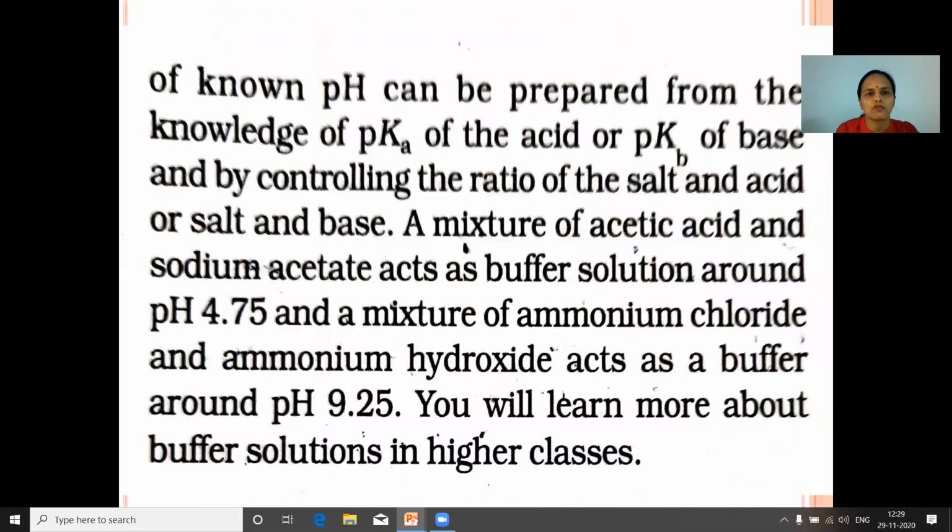Let's see the examples of buffer solution. A mixture of acetic acid and sodium acetate acts as a buffer solution around pH 4.75, and a mixture of ammonium chloride and ammonium hydroxide acts as a buffer around pH 9.25 respectively.